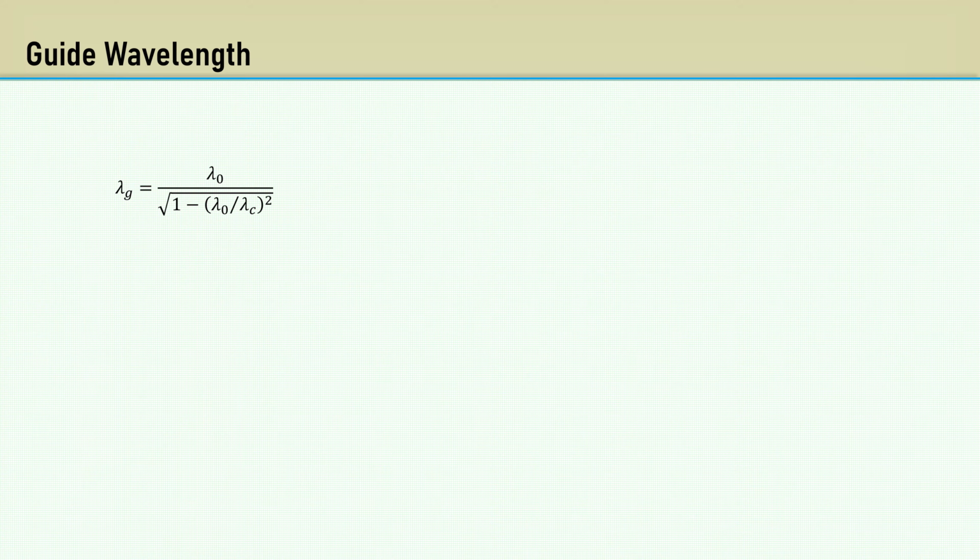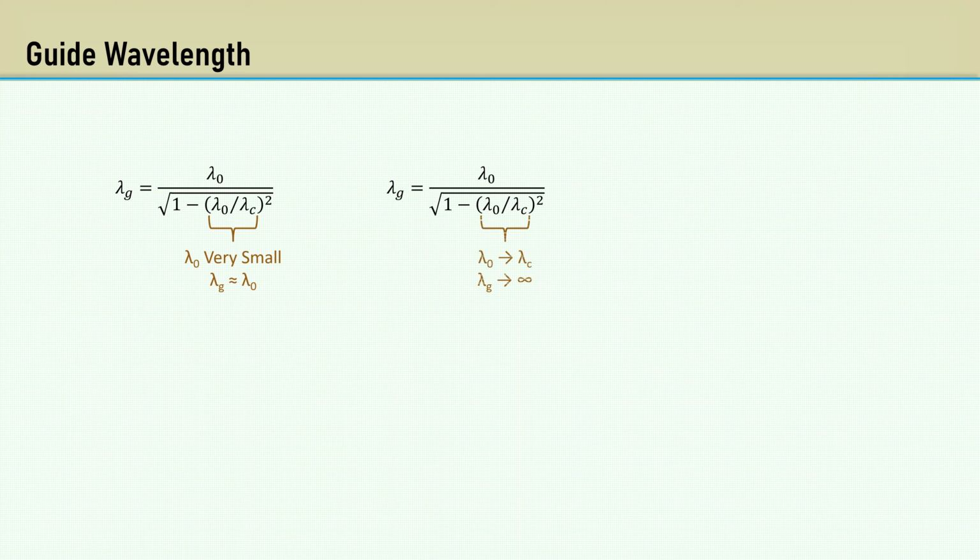Let's make some observations about this equation. If lambda naught is very much smaller than lambda cutoff, the denominator is approximately unity, and the waveguide wavelength equals the free space wavelength. As the free space wavelength approaches the cutoff wavelength, the waveguide wavelength increases and reaches infinity when the free space wavelength equals the cutoff wavelength. When the free space wavelength exceeds the cutoff wavelength, the guide wavelength is imaginary. This means there can be no propagation in the waveguide when the free space wavelength is greater than the cutoff wavelength.